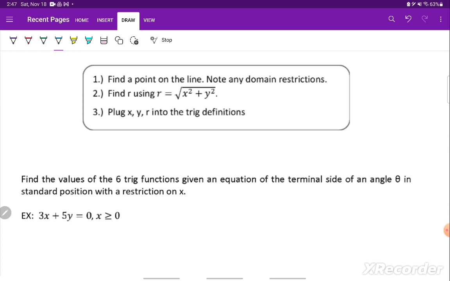But once you get a point, and the way we get a point is just by making an xy chart, choose a value for x, plug it in, get your corresponding y value. Once you get your point, it's the exact same problem as we did before. We're going to find the r value using the fact that r is equal to the square root of x squared plus y squared, and then we're going to plug x, y, and r into our 6 trig definitions.